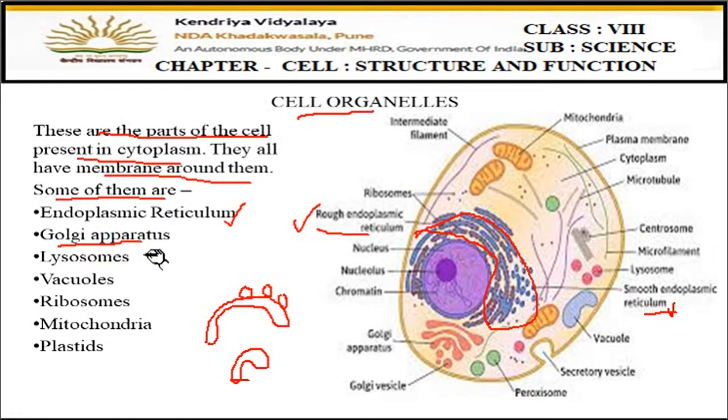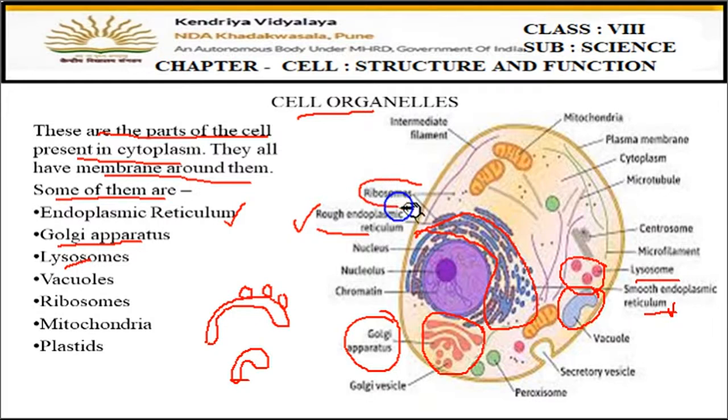Then the Golgi apparatus. You can see here, this one is the Golgi apparatus. These pink colored structures are stacks, tube like structures. Then lysosomes, fine. These pink colored round structures are lysosomes. Then vacuoles. You can see they are empty sacs. This purple color is the vacuole present in the plant cell. Then ribosomes, which are the small circular parts present on the endoplasmic reticulum. Then mitochondria, you can see here, these structures are called mitochondria.